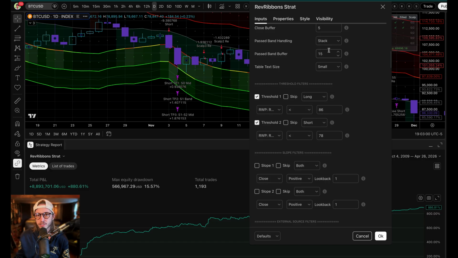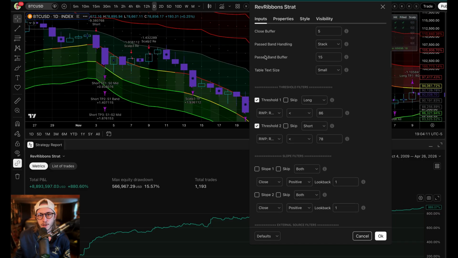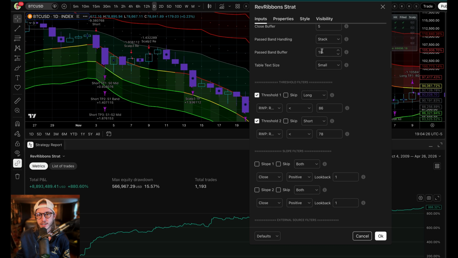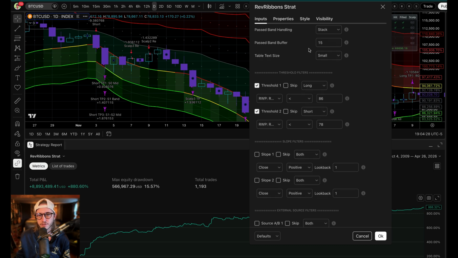descriptions on the Teachable. Past band buffer just applies to the past band handling and how much it has to be past that for it to actually take effect, and you can read the tooltip right here. But it's a very minimal adjustment, and does not affect your strategy very much, but it is helpful to have.